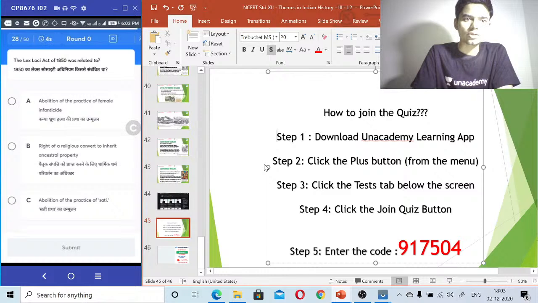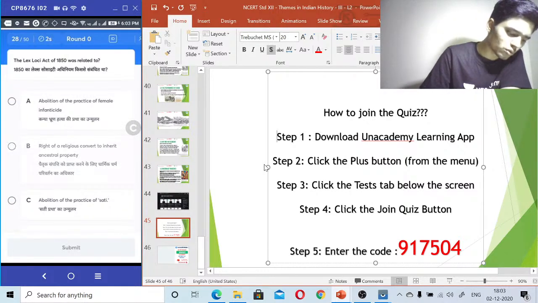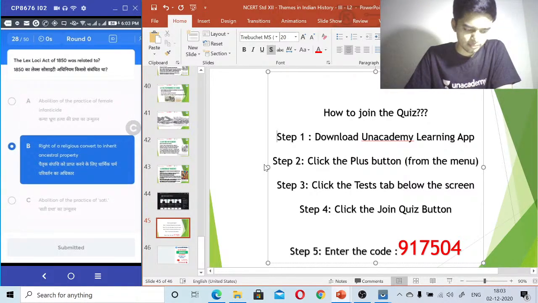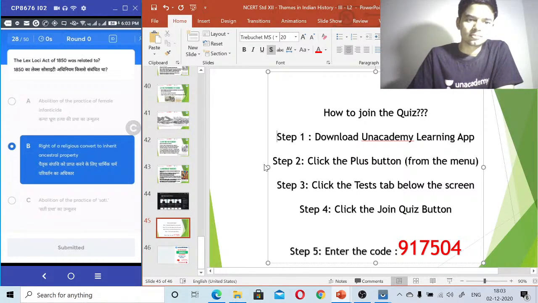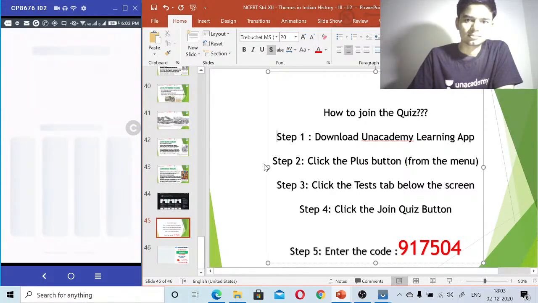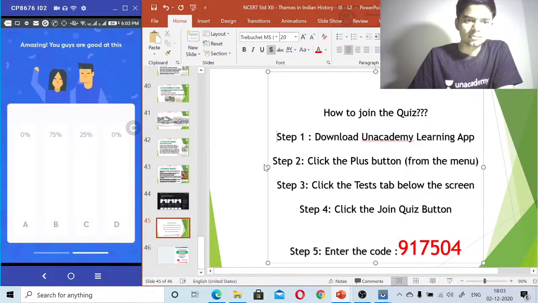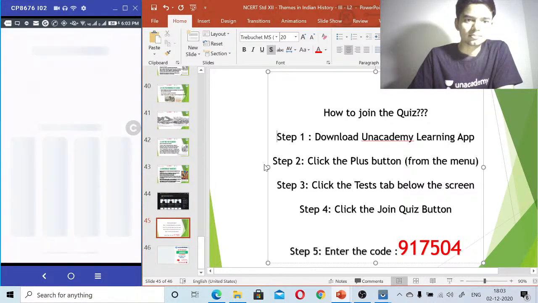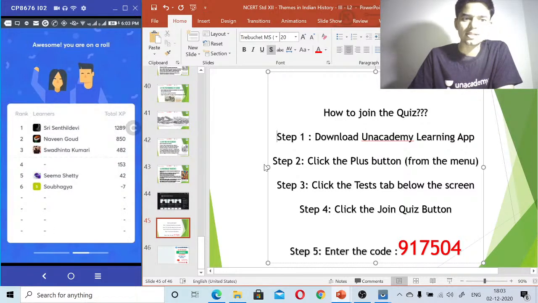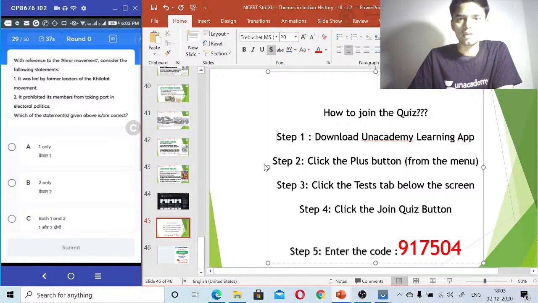Lex Loci Act of 1850 is related to dash. Yeah, the correct answer is regarding allowing converts to inherit property.